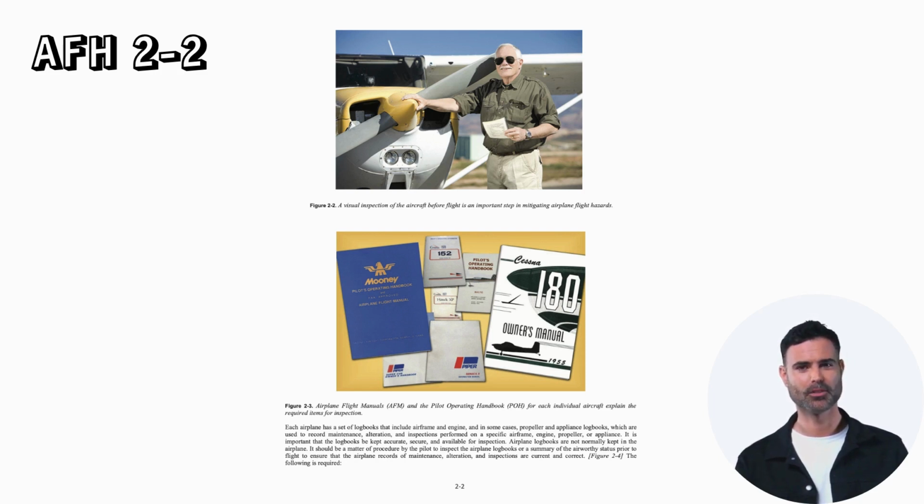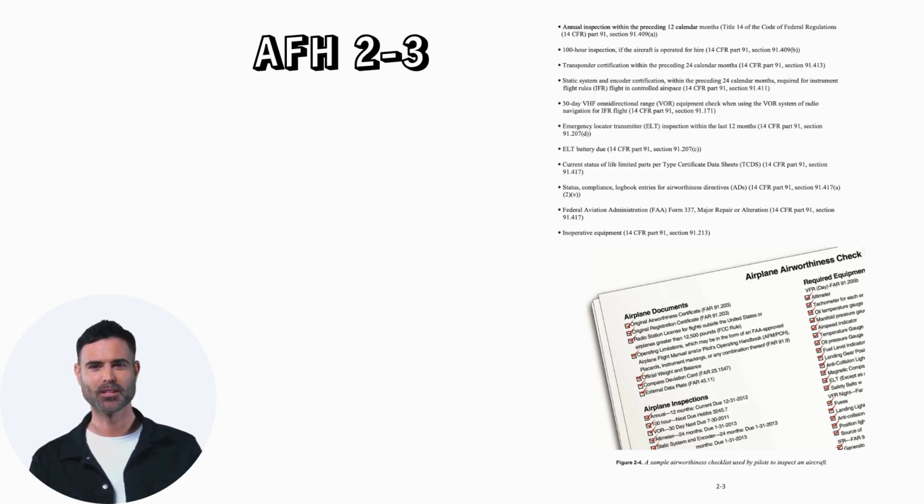The following is required. Annual inspection within the preceding 12 calendar months, Title 14 of the Code of Federal Regulations, 14 CFR Part 91, Section 91.409. A 100-hour inspection if the aircraft is operated for hire, 14 CFR Part 91, Section 91.409(b). Transponder certification within the preceding 24 calendar months, 14 CFR Part 91, Section 91.413. Static system and encoder certification within the preceding 24 calendar months, required for instrument flight rules (IFR) flight in controlled airspace, 14 CFR Part 91, Section 91.411.